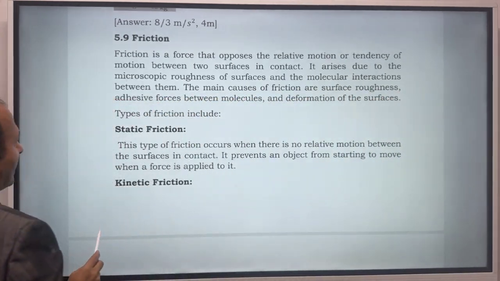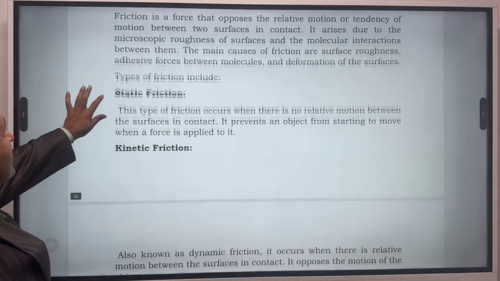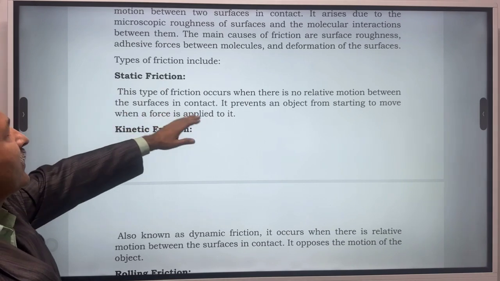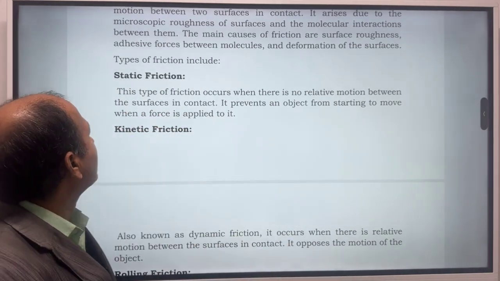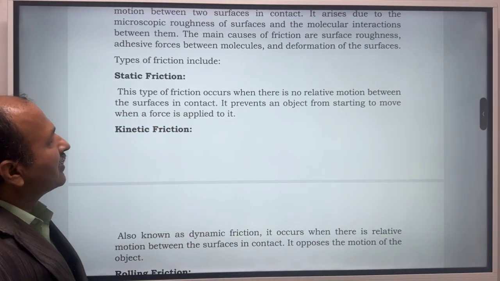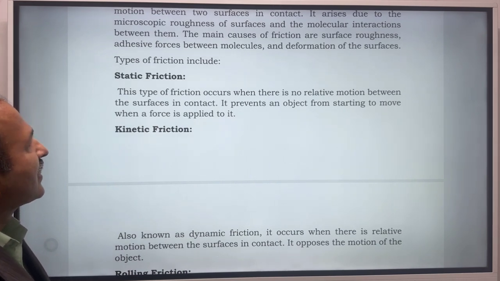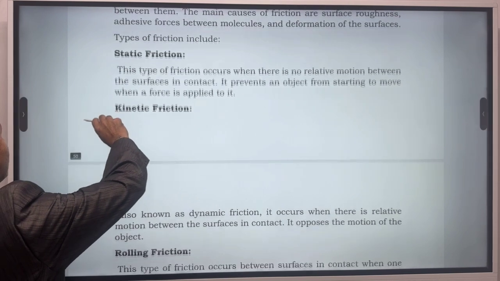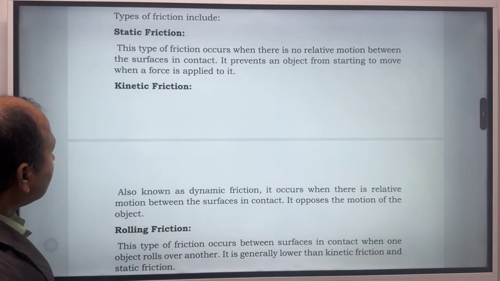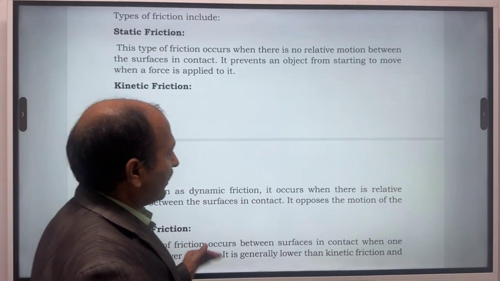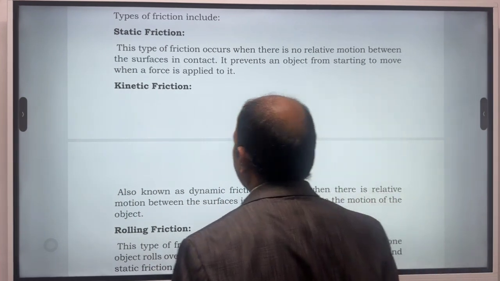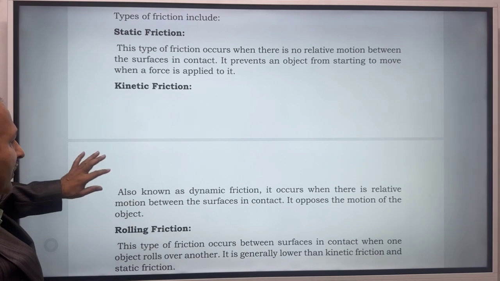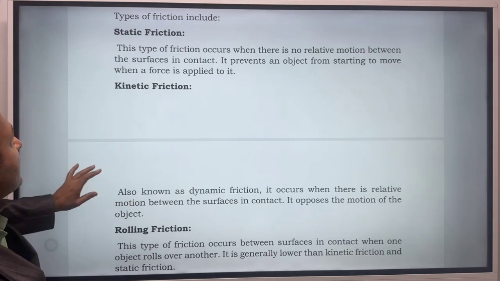Now let's see the types of frictions. First one is static friction. When object is not in motion, this type of friction occurs when there is no relative motion between the surfaces in contact. It prevents an object from starting to move when a force is applied to it. Then comes kinetic friction. When body is set into motion, then during that motion there is certain friction that is called dynamic friction or kinetic friction, but it is less than static friction.